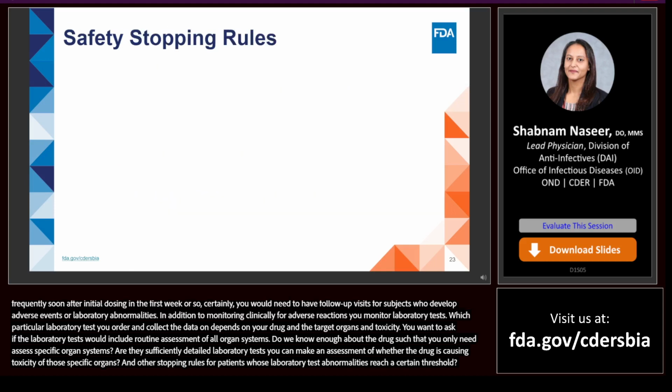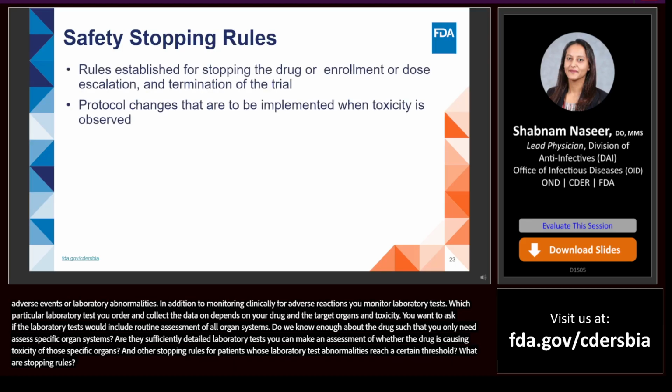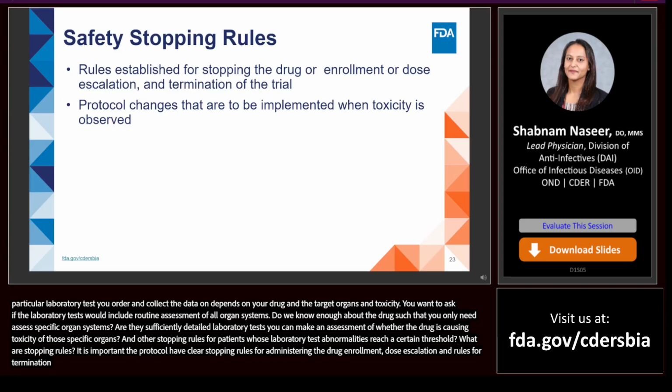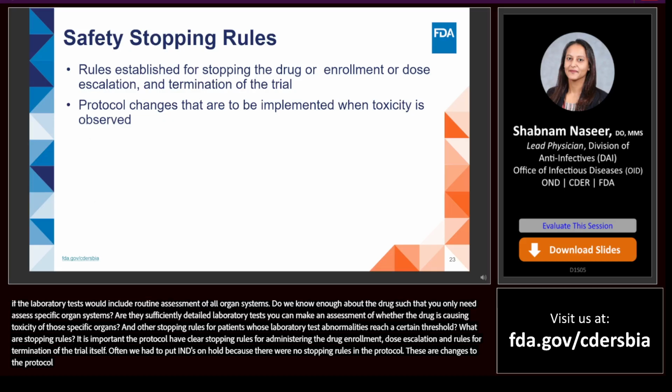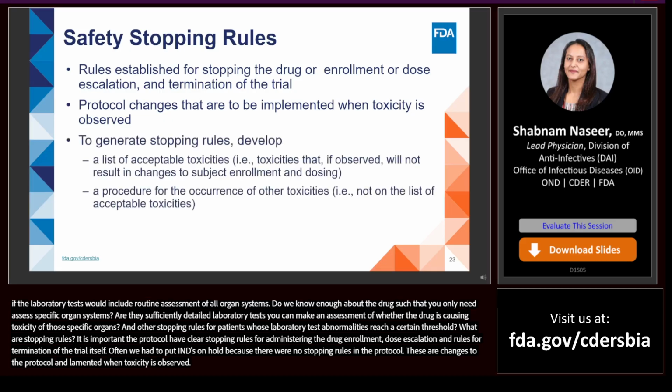So what are stopping rules? It's important that the protocol have clear stopping rules for administering the drug, enrollment, dose escalation, and rules for termination of the trial itself. Oftentimes, we've actually had to put INDs on hold because there were no stopping rules in the protocol. So again, these are changes to the protocol that are to be implemented when toxicity is observed. And to be able to have stopping rules, you have to identify what might be acceptable toxicities and what are not acceptable toxicities.